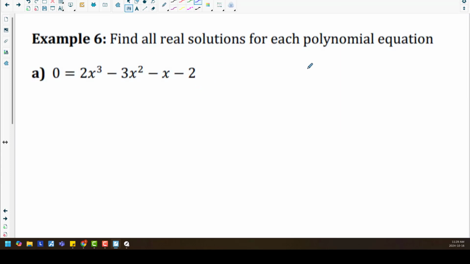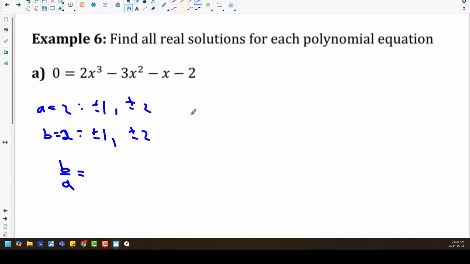So yeah, same, find all real solutions for each polynomial equation. So this is degree 3. We have an a value of 2 and a b value of also 2. So let's write all the factors. It's just going to be plus or minus 1 and plus or minus 2. Same for this, so I'm not going to write it. And I guess maybe I should write it. And b over a is what we check.